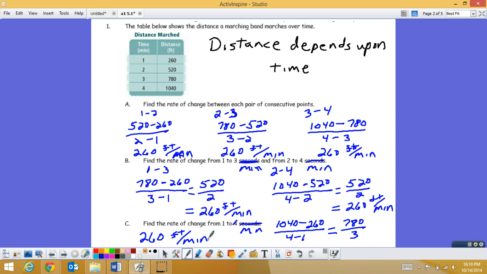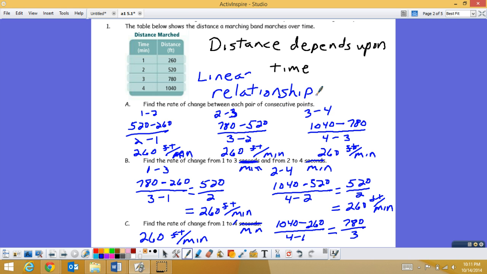Now, one thing you might notice is that we got 260 feet per minute no matter which points we dealt with, whether we dealt with consecutive points, whether we jumped from 1 minute to 3 minutes or 2 minutes to 4 minutes, or whether we took the entire amount of time from 1 minute to 4 minutes. Either way, we got 260 feet per minute. And since that rate of change was constant, that tells me that this is a linear relationship, as that rate of change is constant.